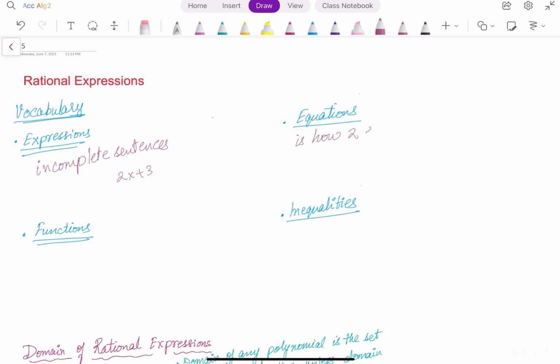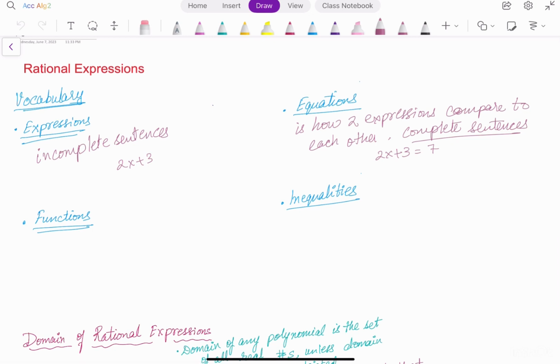An equation, on the other hand, is a complete sentence, and it is how two expressions can be compared with each other. So I can rewrite the same example in a different way and say that 2x plus 3 is equal to 7. That is the comparison between expression and equation. An expression is just an incomplete sentence. An equation is a complete sentence with the equal to sign.